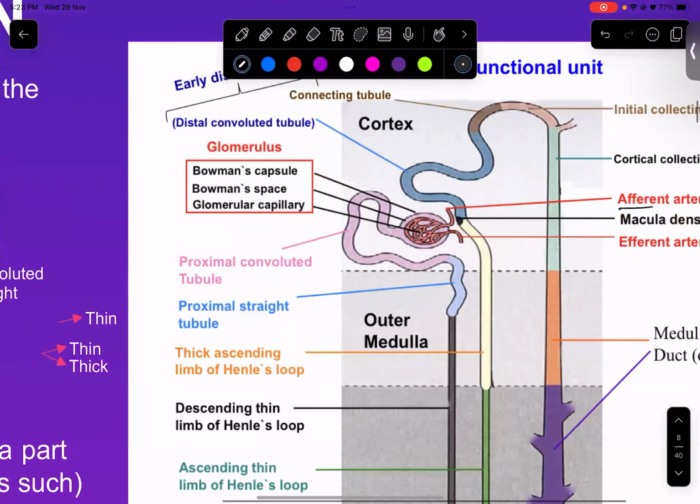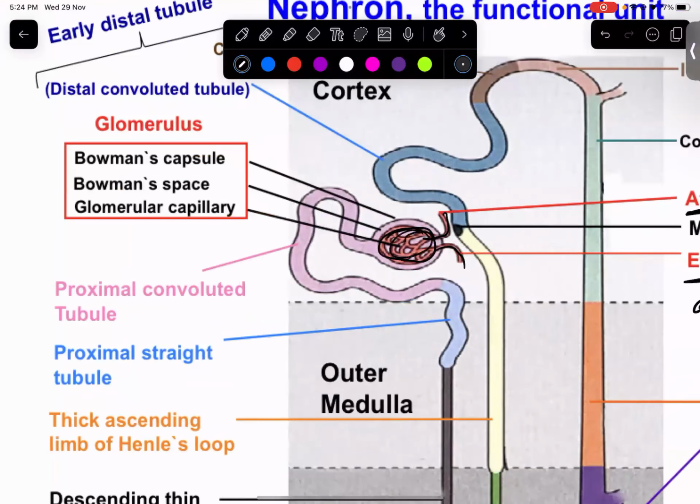Now, when you hear the word afferent, I want you to think of something going in. So afferent is in, and efferent is out. We can see that the afferent arteriole is going in and forming this sort of capillary, and then it goes out as the efferent arteriole. So afferent in, and efferent out. When the afferent arteriole enters, it forms this capillary, and this capillary is called the glomerular capillary.